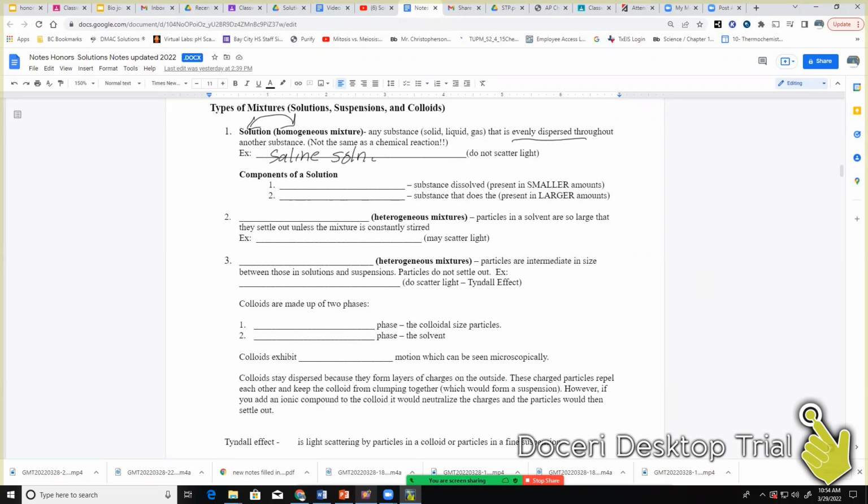They do not scatter light, so that is referring to the Tyndall effect. And the Tyndall effect means something does scatter.